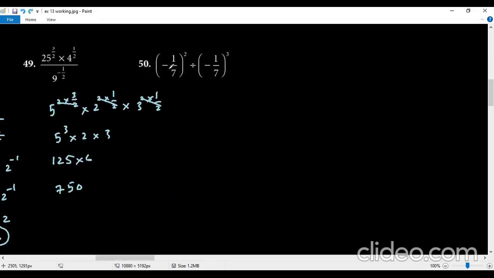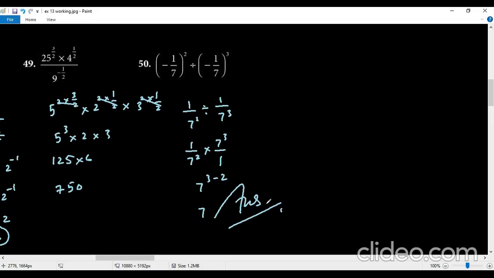When both the signs are negative and you are dividing, that means the answer is going to be positive, so nothing to worry about. And I will write without the signs. 7 square is divided by 1 over 7 cube. I can write this in this way: 7 power 3 will go on top, 1 comes down. It is 7 power 3 actually over 1. That means 7 power 3 is negative 2. That means 7 power 1 or 7 is your final answer. And you are through with this exercise.